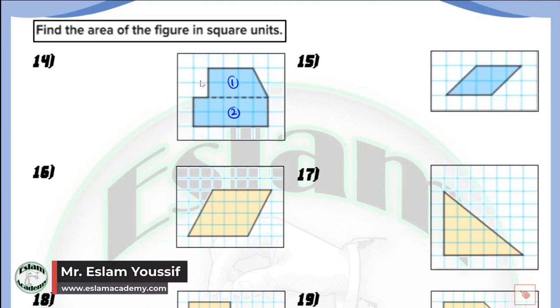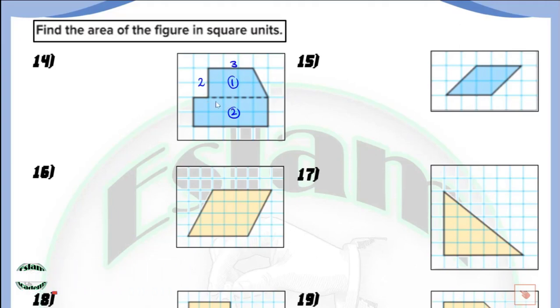The height of the trapezoid equals 2, and base 1 is equal to 3. Base 2 equals 4. Now we can find the area of the trapezoid. The area of the trapezoid equals half multiplied by the height, which equals 2, times base 1 plus base 2, which is 3 plus 4. By multiplying, you will find that the answer is equal to 7 square units.